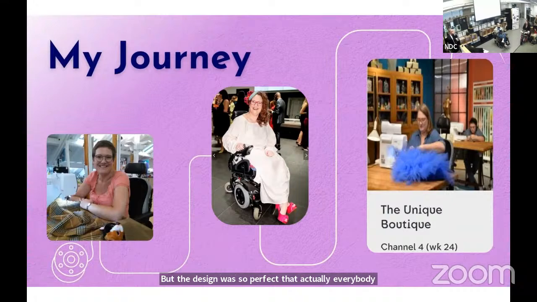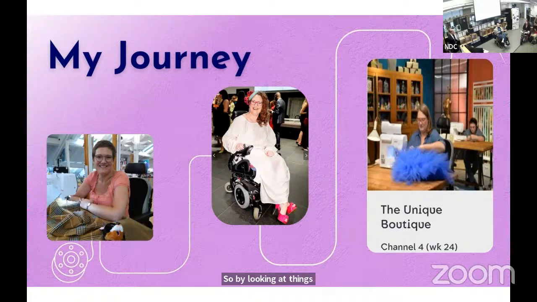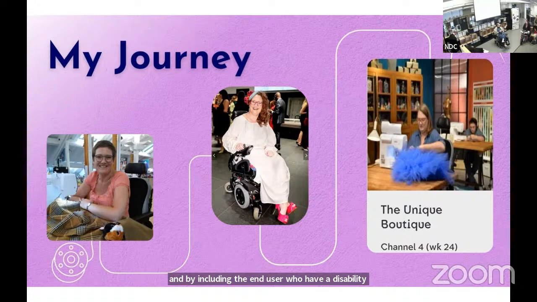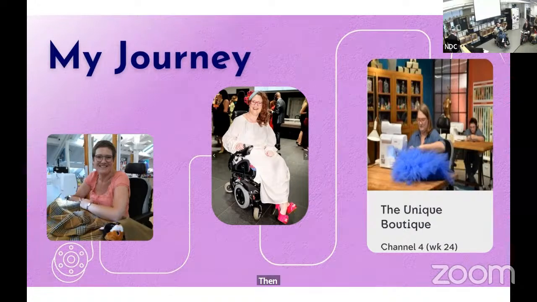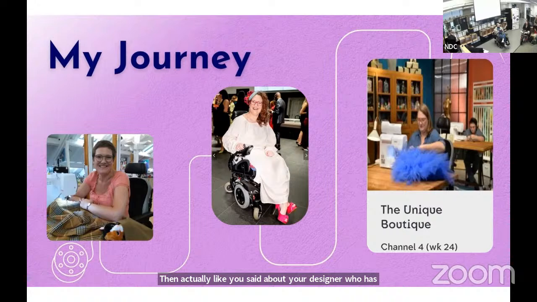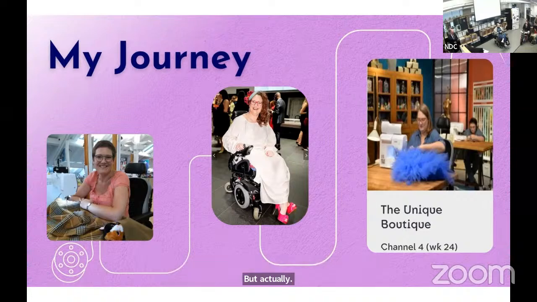So by looking at things from a universal design point, and by including your end user who has a disability, then actually, like you said about your designer who has vision issues, is one of your best designers, because we have to think about life in a different way. We have to come from a different angle. We can feed into your design processes in ways that you would never ever imagine you needed, but actually speaking to us and, like Joe said, co-producing and co-designing is really beneficial.